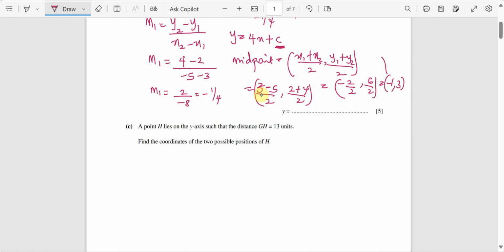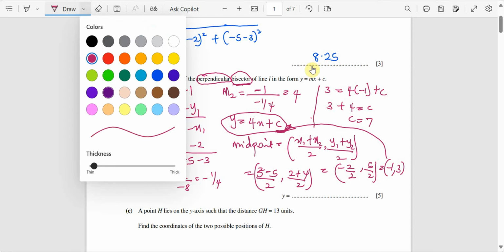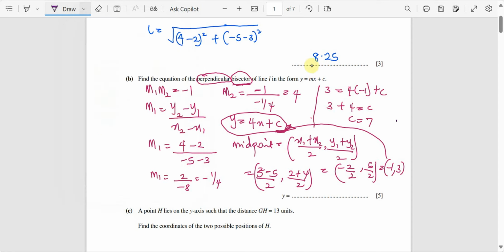So we're going to substitute this into this equation so that we can find the value of our c. So y is 3 now. This is 3 equals 4 into bracket -1 plus c. This is 3 plus 4 equals c, and c is 7. So our final answer would be y equals 4x plus 7.